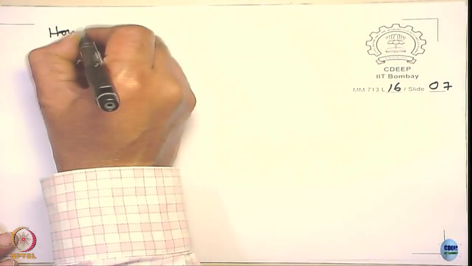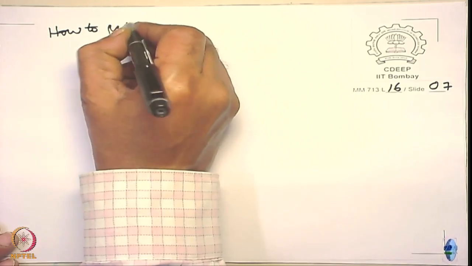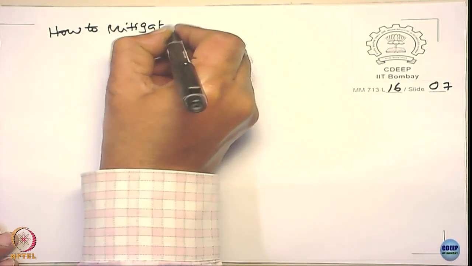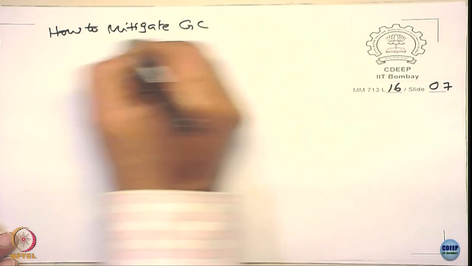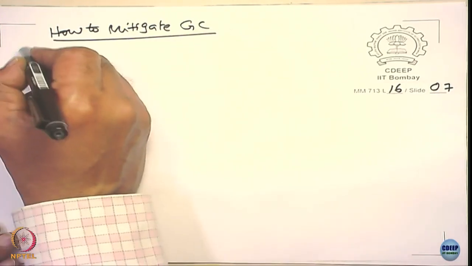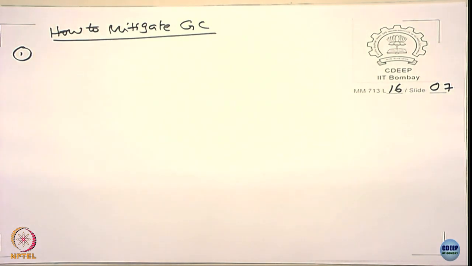Okay, so we have now seen the factors affecting corrosion, and I think you should now be able to propose how to prevent or mitigate galvanic corrosion. I want a very quick answer. Quickly, you should move forward. How do I mitigate galvanic corrosion?